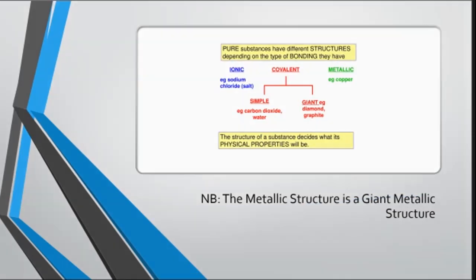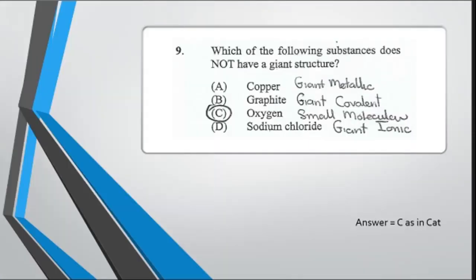So with that in mind, coming back to the question they asked us, which of the following substances does not have a giant structure? And our answer to this one is C. Oxygen does not have a giant molecular structure. It has a simple, small molecular structure.